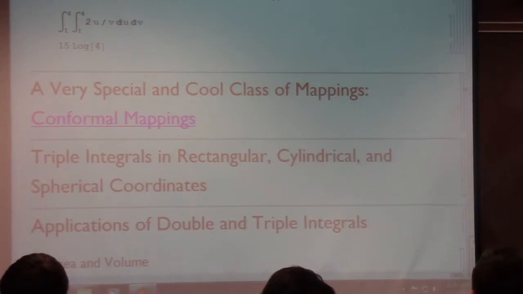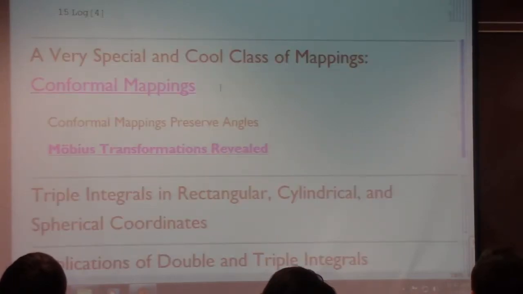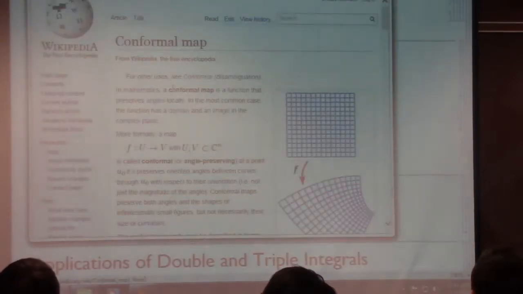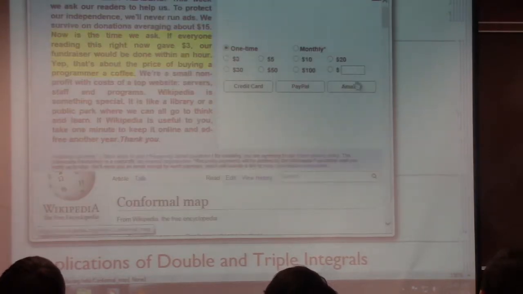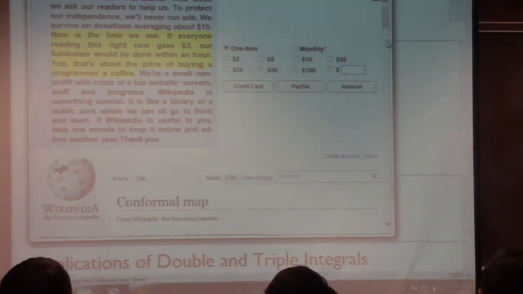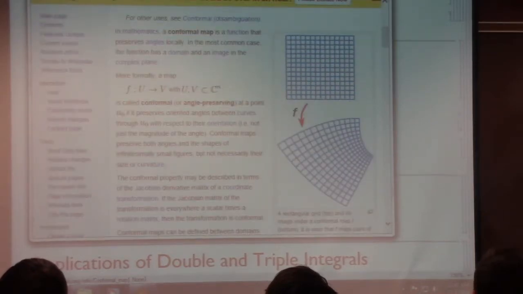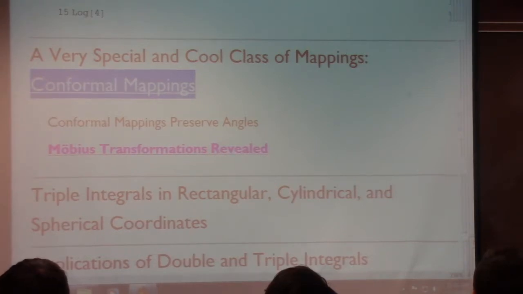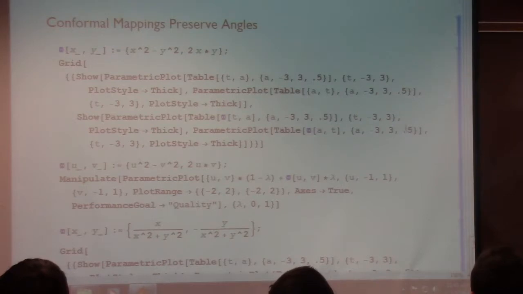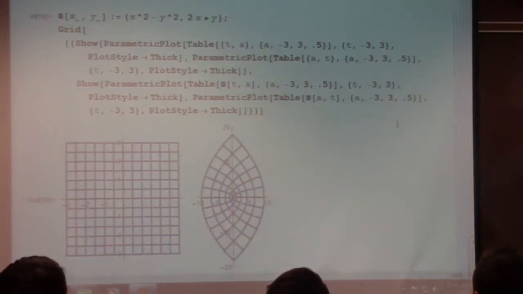I also want to encourage you to open up this section and experiment with it. It's about something called conformal mappings, and there's a Wikipedia page on conformal maps. You can donate to Wikipedia if you like. Conformal maps are really interesting. They are a big part of a subject called complex analysis, which is about complex numbers. And one important thing about conformal maps is they preserve angles. That's essentially the definition of a conformal map, is it preserves angles.